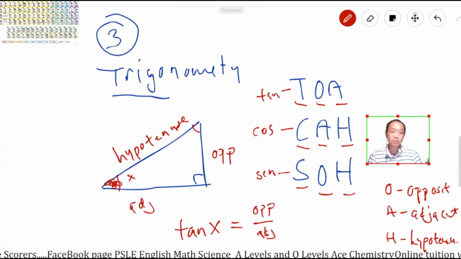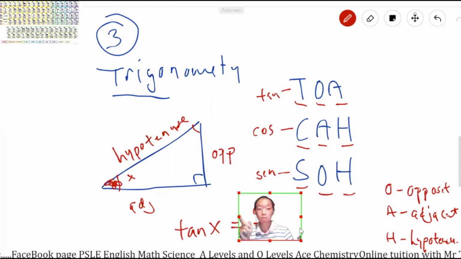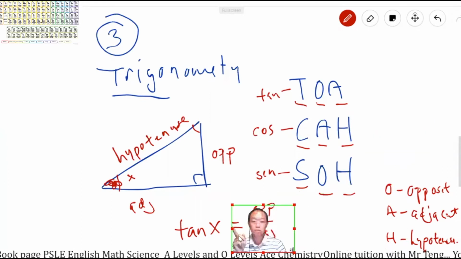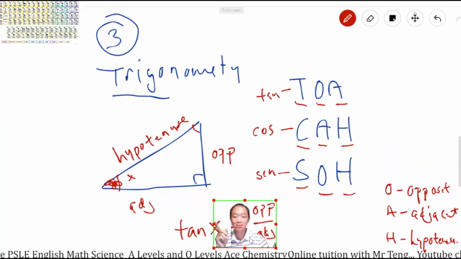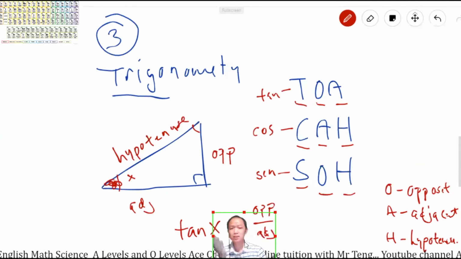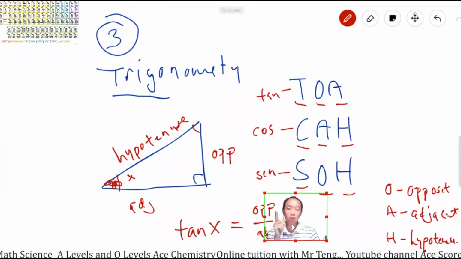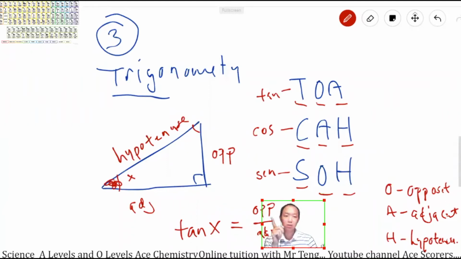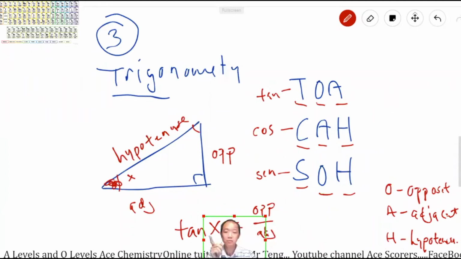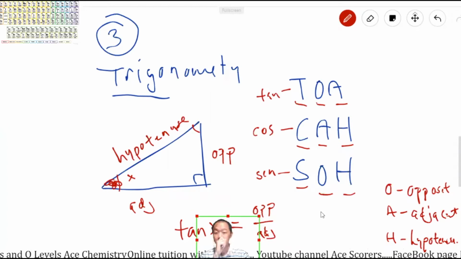So this is a relationship. If you want to find this x, let's say you don't know the value of x, all you have to do is take opposite divided by adjacent, and then you refer to the book of tangent. Let me explain this part.